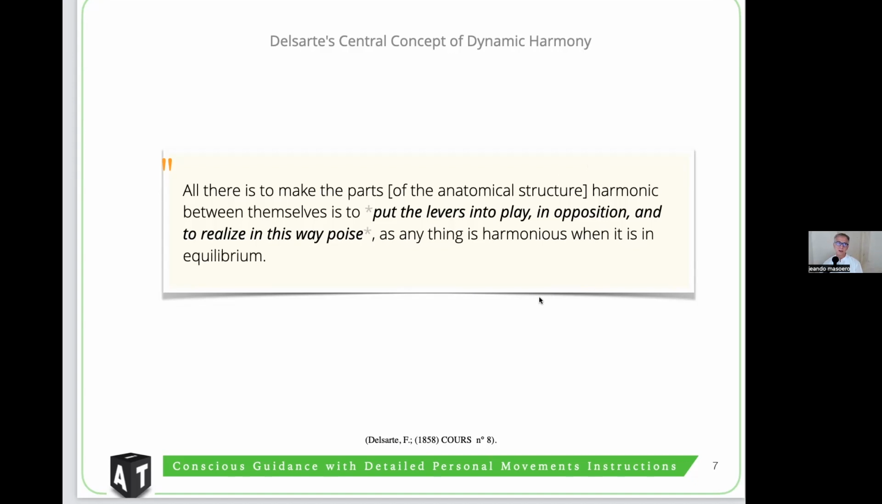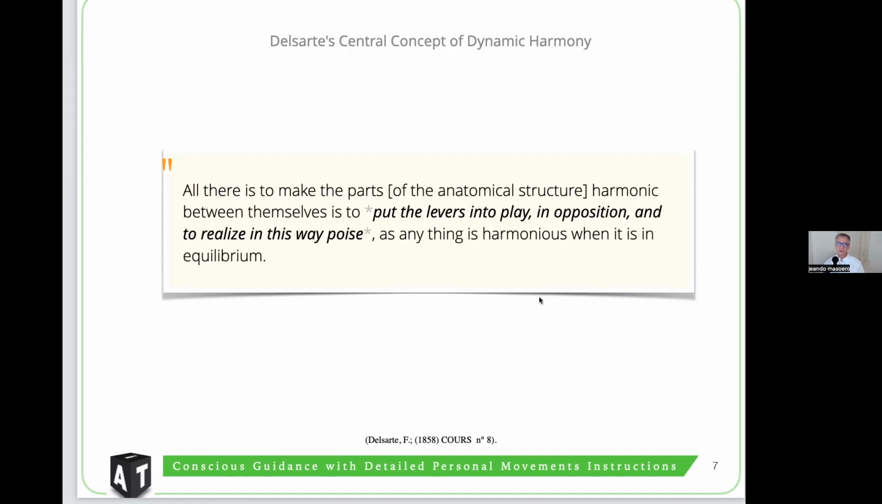If you realize an opposition of movement, we will see how it works, you will realize in this way poise. It's what you would call a new equilibrium. There are different ways you can try to maintain your posture and stabilize yourself. You have this idea of stability that is foremost in your mind. Poise is just the exact opposite.